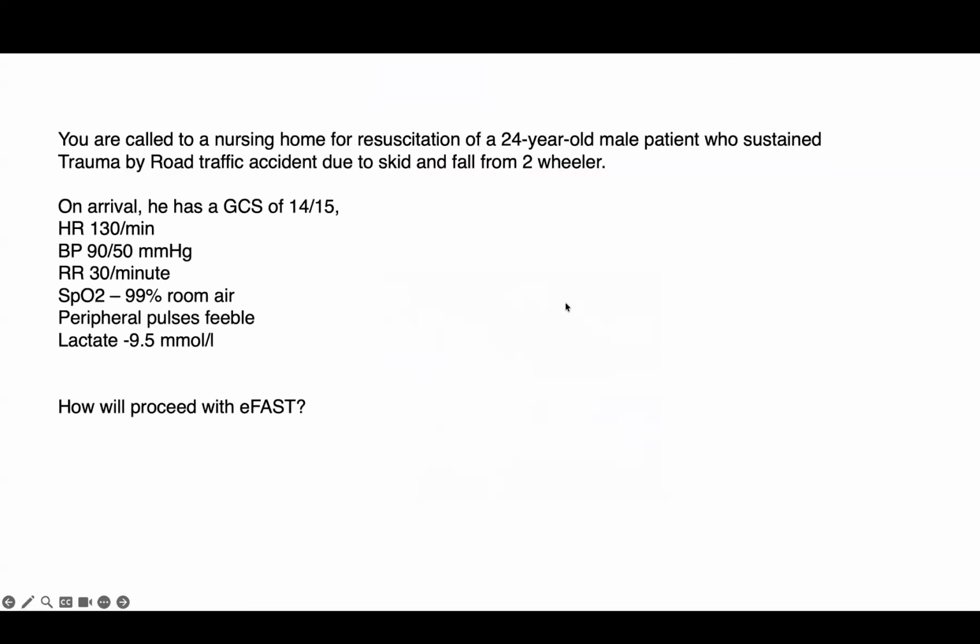So you are called to the nursing home for resuscitation of a 24-year-old male who sustained an RTA, road traffic accident, due to a skid and fall from a two-wheeler. His GCS was 14 by 15, heart rate 130, BP 90 by 50, respiratory rate 30. Periphery is feeble, lactate 9.5. How will you proceed with EFAST? So the main thing I want to know is what is the full form of EFAST, and the second one is the areas that you will be examining under EFAST.